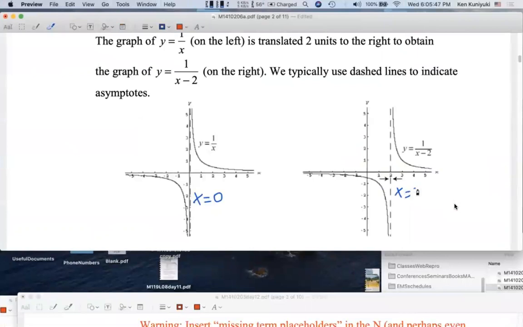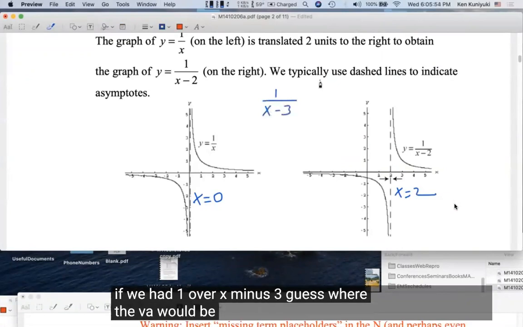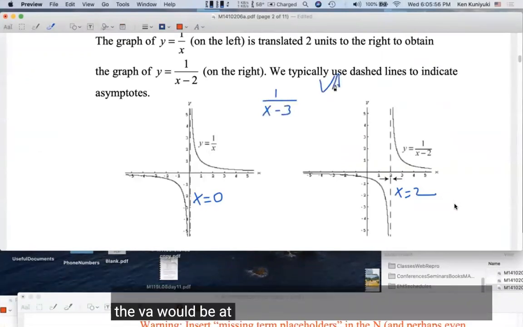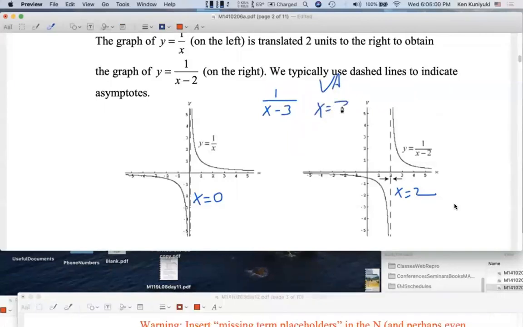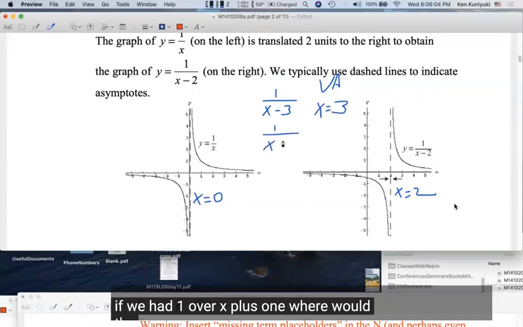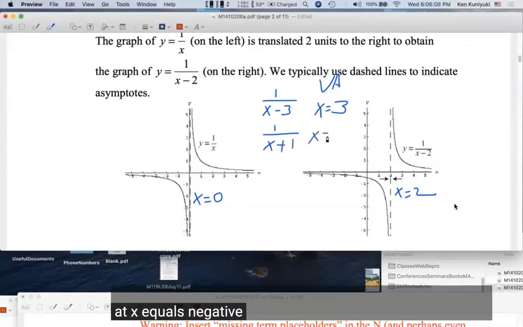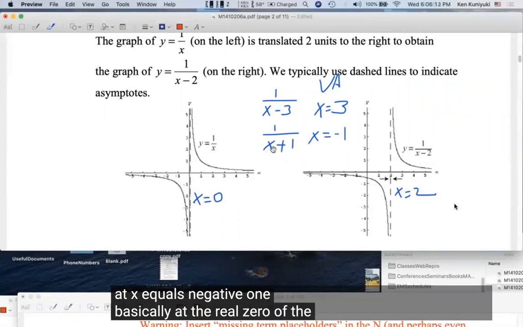If we had 1 over x minus 3, guess where the VA would be? The VA would be at x equals 3. If we had 1 over x plus 1, where would the VA be? At x equals -1. Basically, at the real 0 of the denominator.